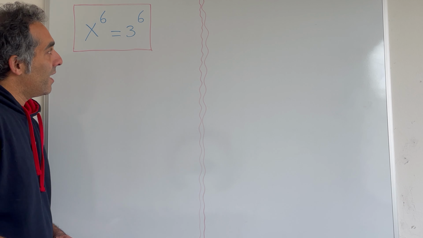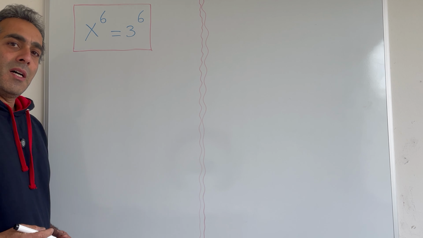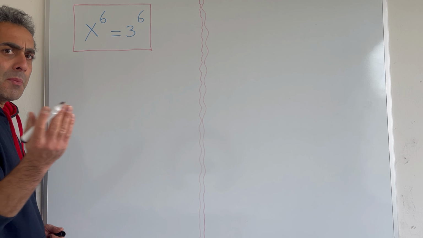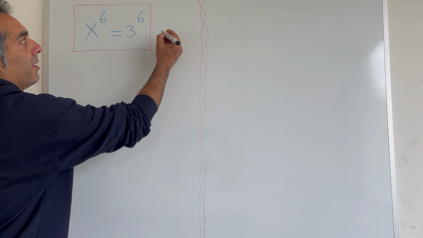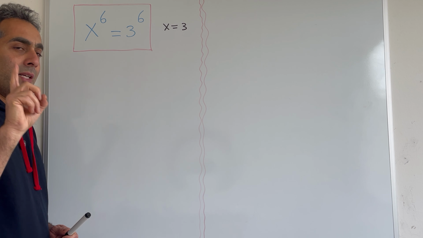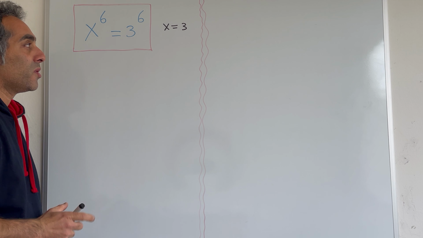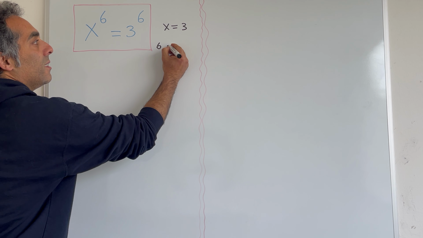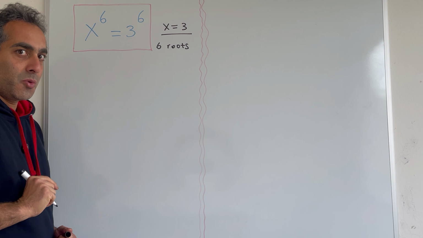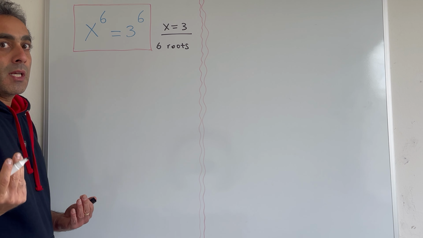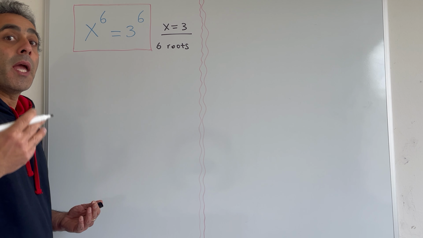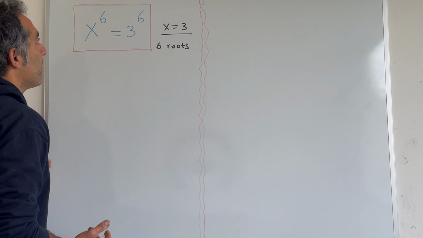Hello everyone. Here I have an equation. I want to find the solution of x. Maybe you tell me it's very simple. x is 3. But consider that it's of order 6, so it has 6 roots. And this one is just one of the roots. Maybe one of these real roots, because it has 6 roots, including imaginary roots.